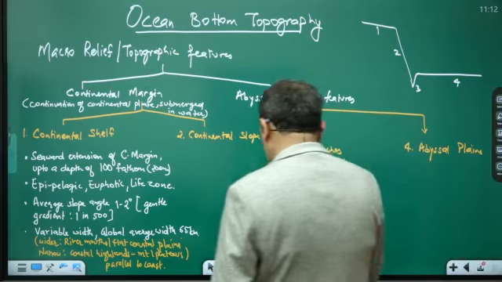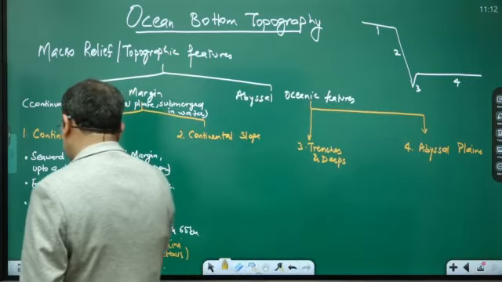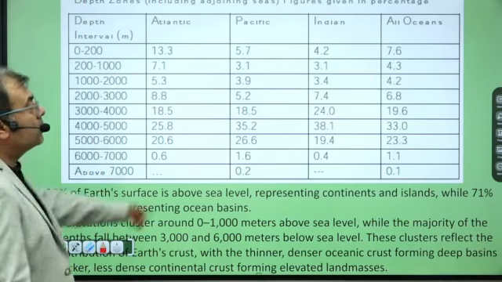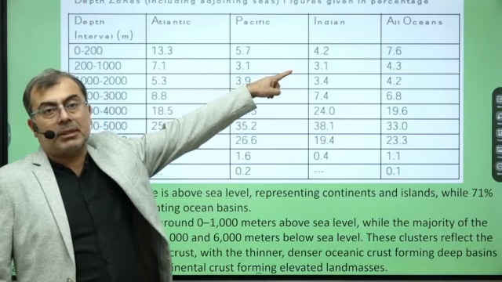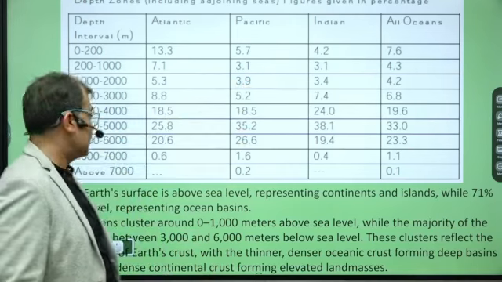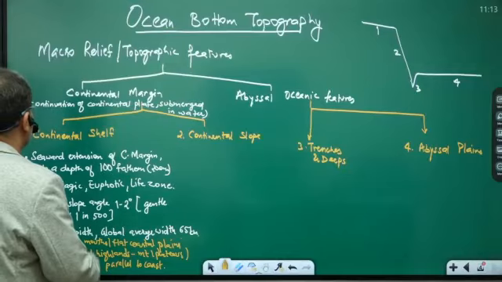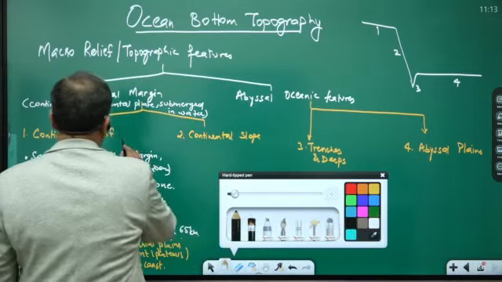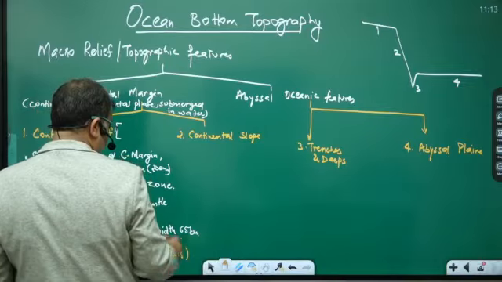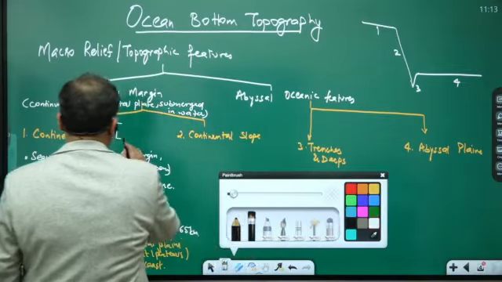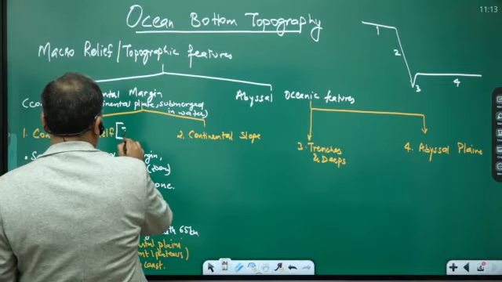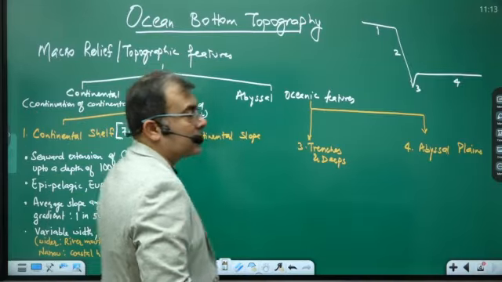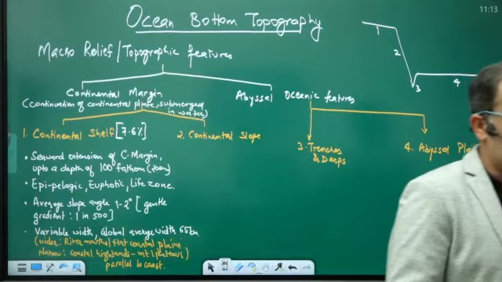And they occupy around how much area of the world? How much percentage area of the world do they occupy? 7.6%. 7.6%. Can I write here 7.6% as a figure? That's your continental shelf. Is everyone okay?